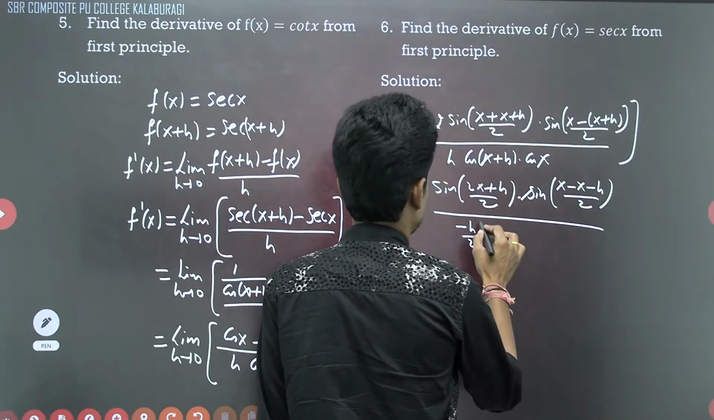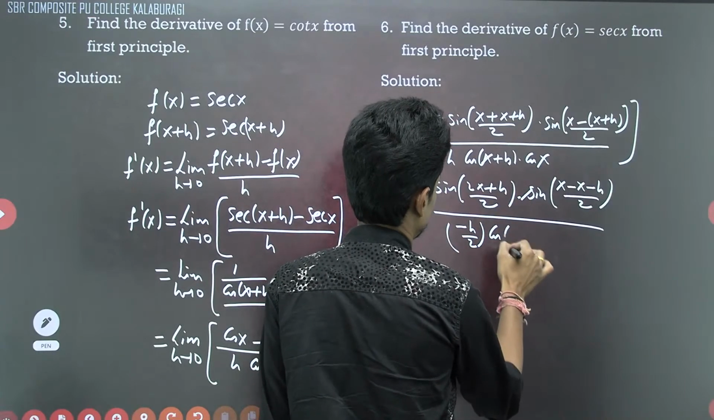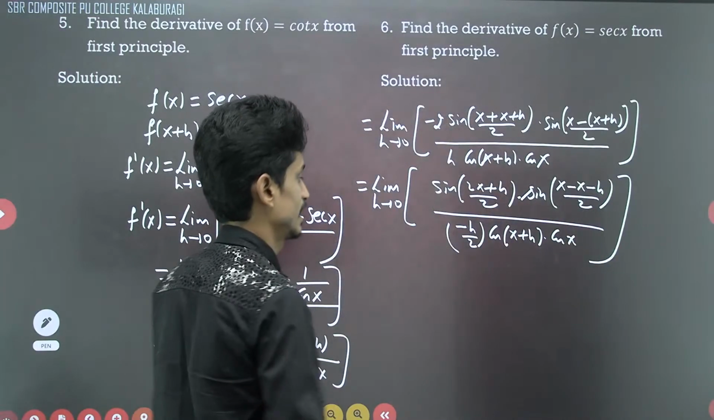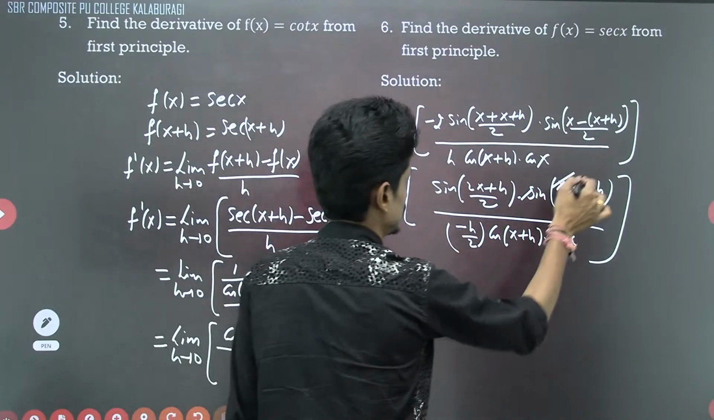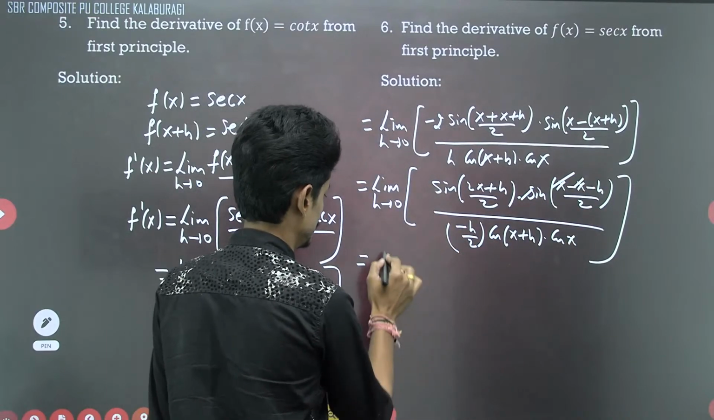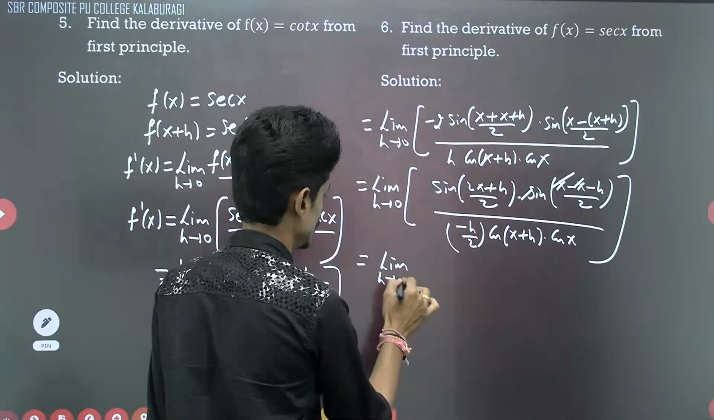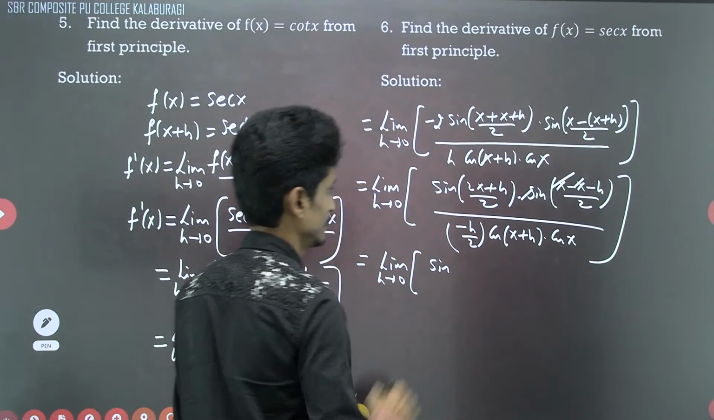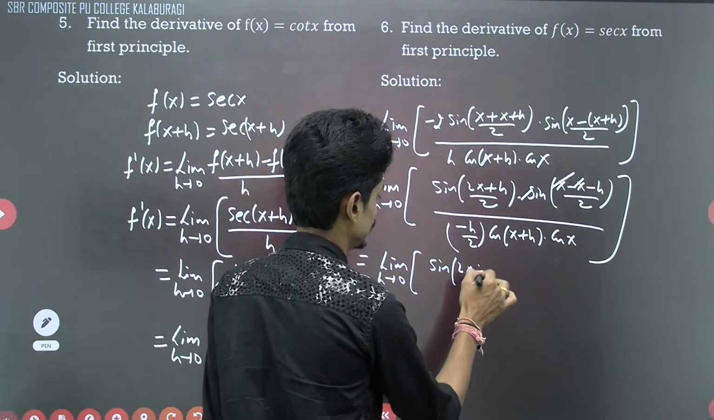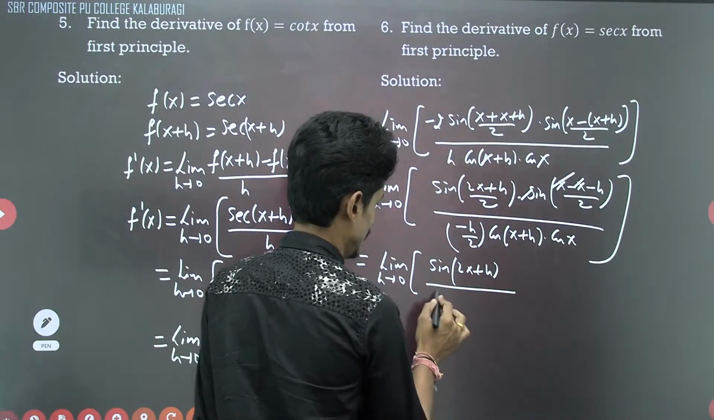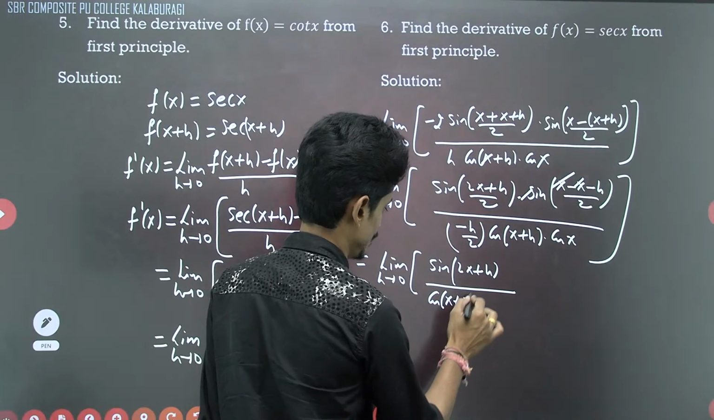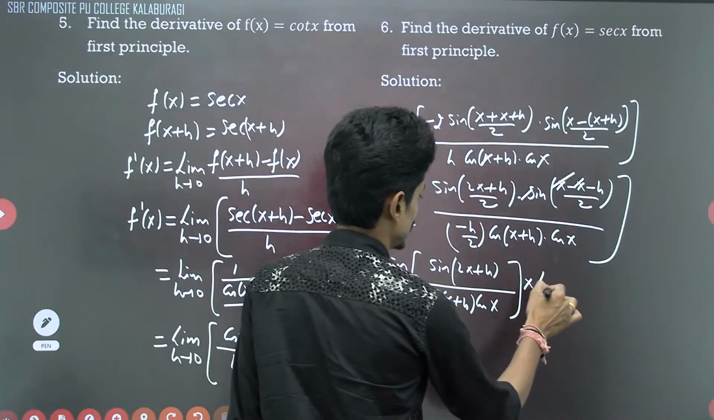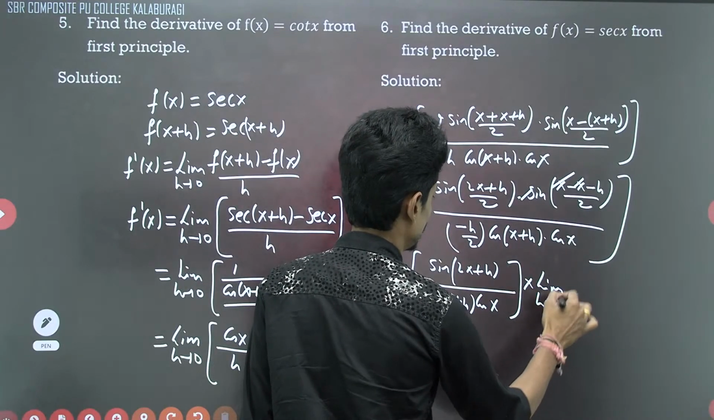Then what will we get? Just I'll take one bracket and this is cos of x plus h into cos x. Where is this minus 2? Here I have shifted. Next x cancel. Apply algebra of limits, that is limit as h tending to 0. This side what we have? This side we have sine of 2x plus h by 2 divided by cos of x plus h into cos x. This is the one function I'll treat, into the limit as h tending to 0.